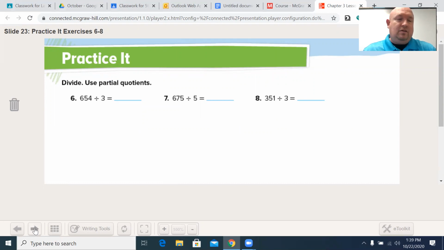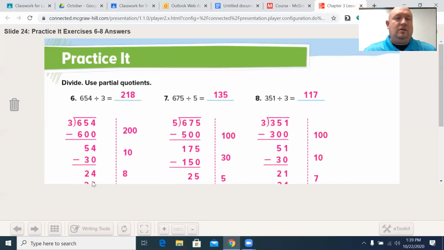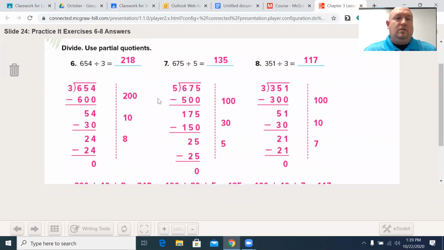Welcome back. See how you did? 3 went into 600, 200 times. That left you with 54. 3 goes into 30, 10 times. That left me 24. 3 went into 24, 8 times. Add them together, 218.